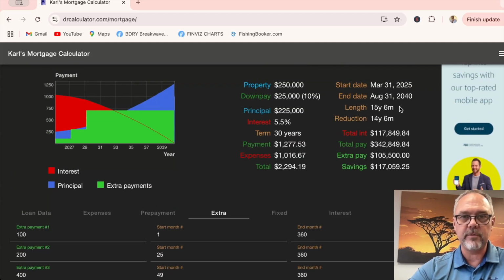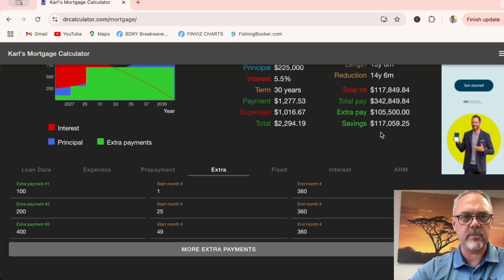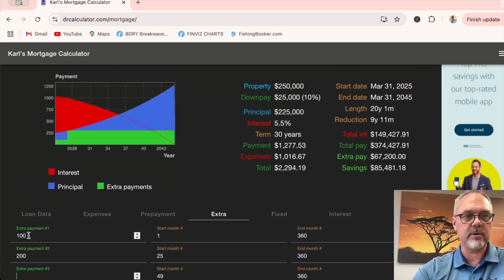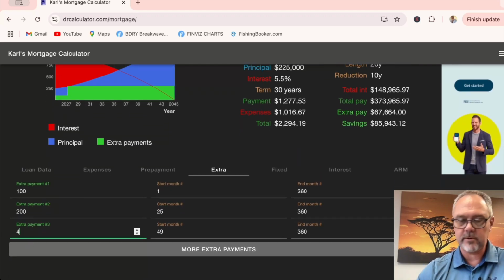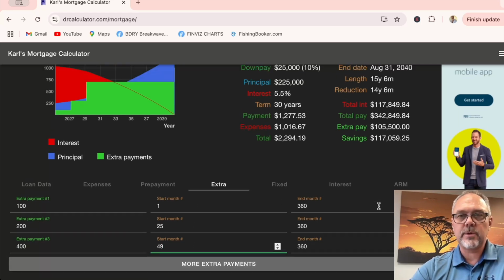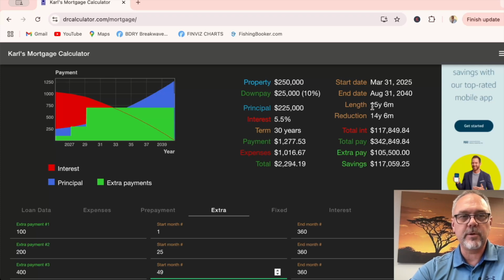So length of terms 15 years, 6 months. That doesn't seem right. What happened? If I added 14, what did it do here? Oh, okay, it was 20 years before that. Oh, okay, because I changed the 600. I apologize. So this is 400, month 49. So now you're making 400. And that brings it down to 15 years. So you get what I'm saying here.